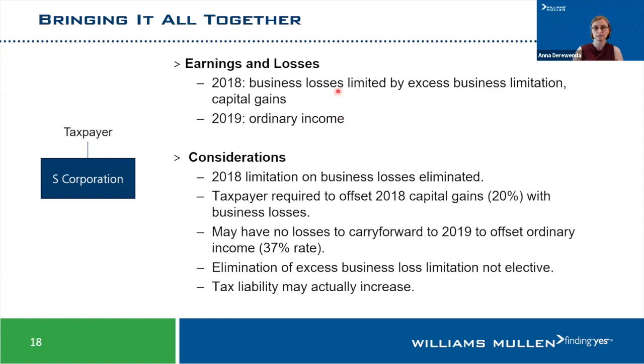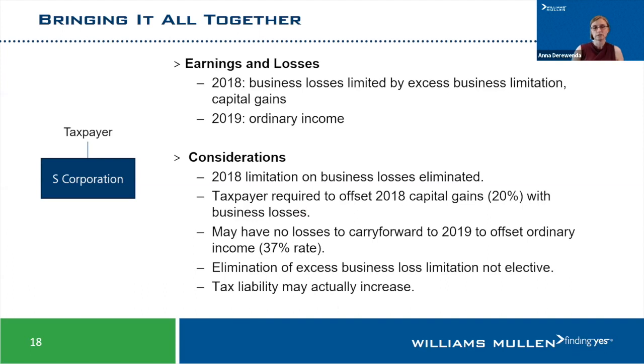So again, here there's a rate difference: 20% reducing the capital gains that are taxed at 20% versus reducing the ordinary income that's taxed at 37%. The difference between this example and the prior example is that we're not dealing with NOLs here. It's just what happens in a single year. So we're not dealing with any carryovers. And the excess business limitation elimination is not elective. So in this situation, the tax liability of the taxpayer may actually increase.